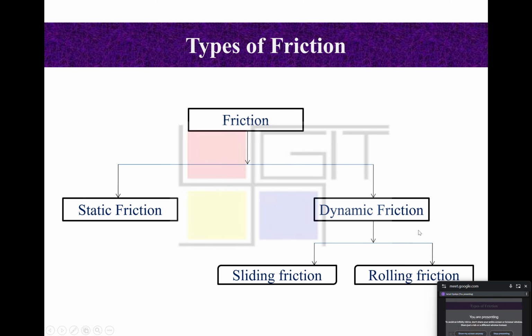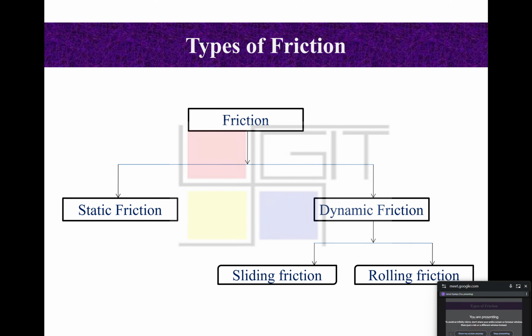Now, in the case of dynamic, the body has already begun motion. Motion had started already. So even though motion had started, there's still some kind of friction that is trying to oppose the motion of those two surfaces in contact. Remember, I mentioned that for friction to happen, there must be contact, and that contact must be between two surfaces.